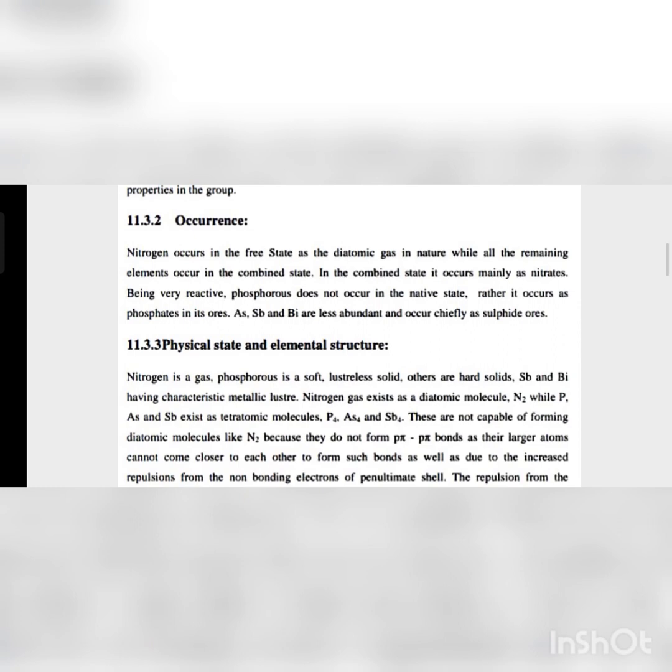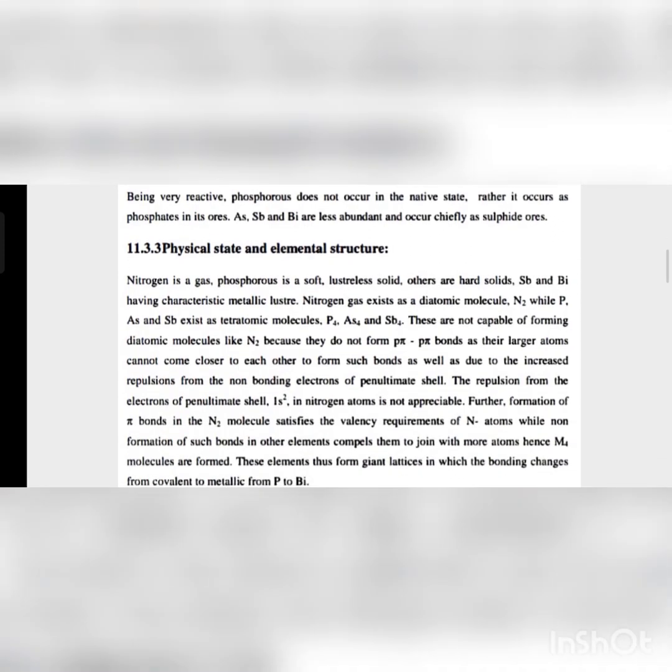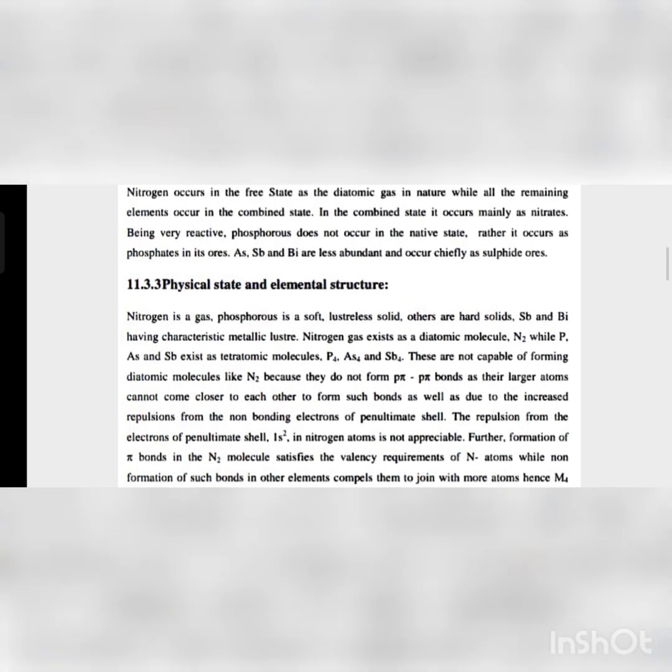The next topic is physical state and elemental structure of group 15 elements. Nitrogen is a gas, phosphorus is a soft, lustrous, less solid, others are hard solids. Antimony and bismuth have characteristic metallic luster. Nitrogen exists as a diatomic molecule, N2, while phosphorus, arsenic, and antimony exist as tetraatomic molecules.